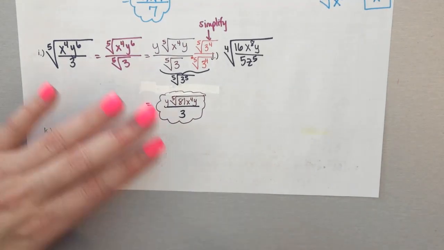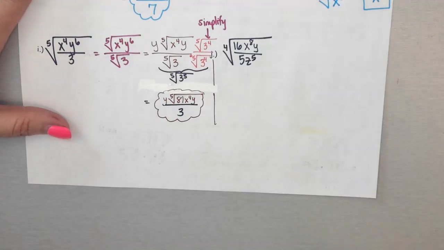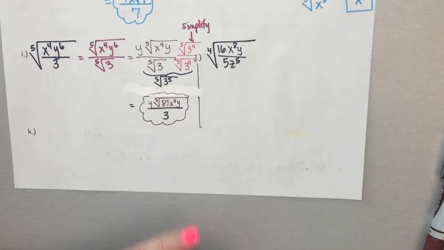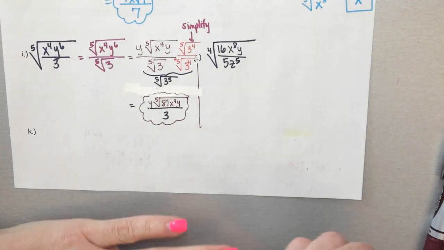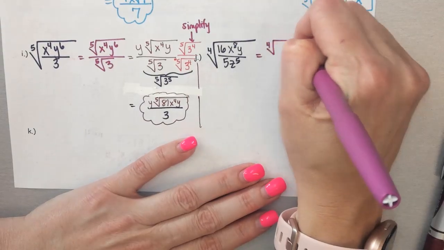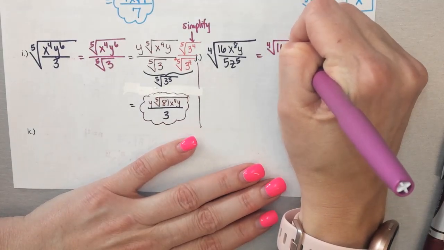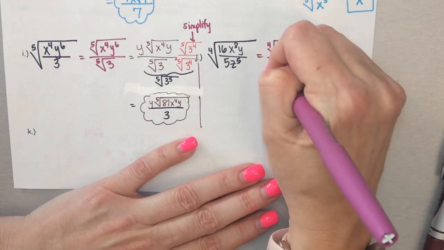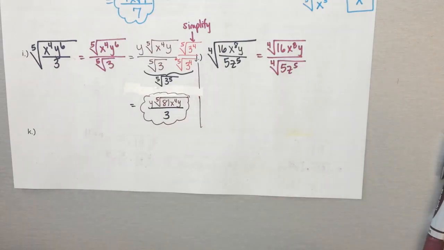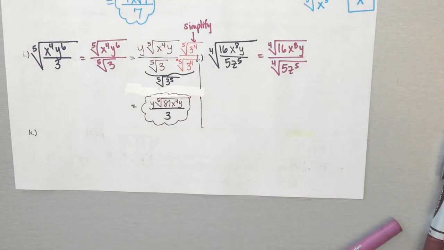We're going to keep growing and getting more each time. Okay, so why don't you start by simplifying the numerator. You have the fourth root of 16 x to the 8th y over the fourth root of 5z to the 5th. Okay, this time you can simplify the numerator and the denominator, so try that.